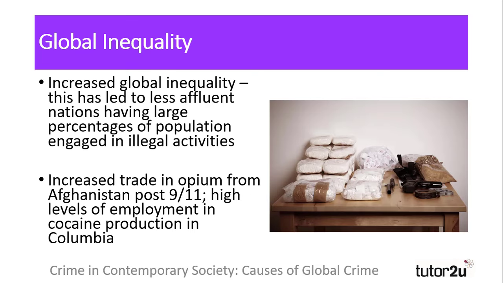One factor in the rise of global crime has been increased global inequality. Whilst production and manufacturing of goods has spread to less developed nations, the increased demand for illegal goods has led to the emergence of black market industries such as the drug trade. For example, Afghanistan, the world's largest exporter of opium, has seen a resurgence in the drug trade in the post-9/11 era, while there are high levels of informal employment in the production of cocaine in Colombia, with estimates of 20% of the population engaged in the cultivation of cocaine.